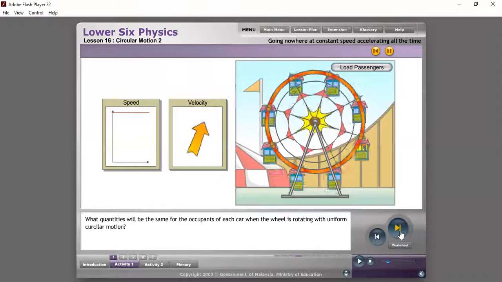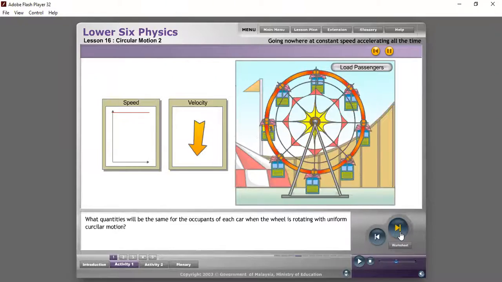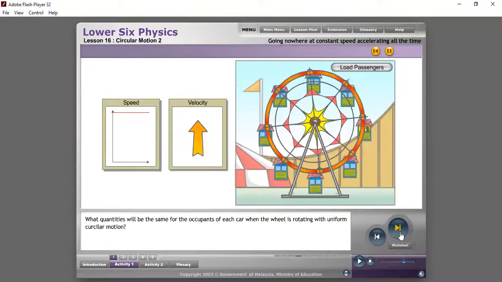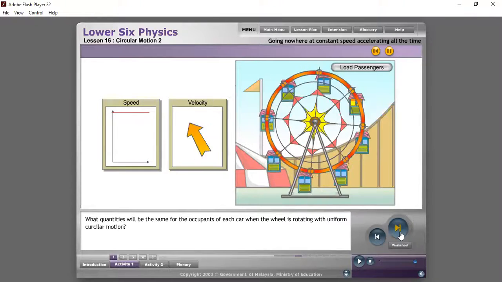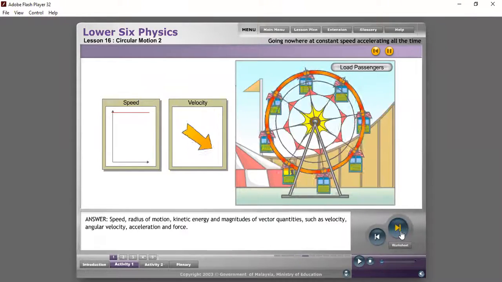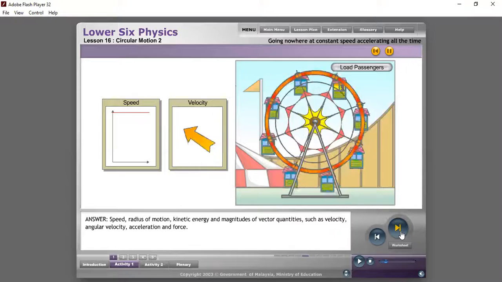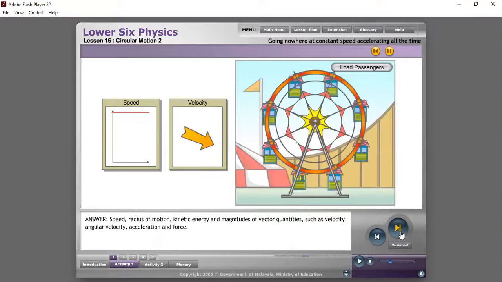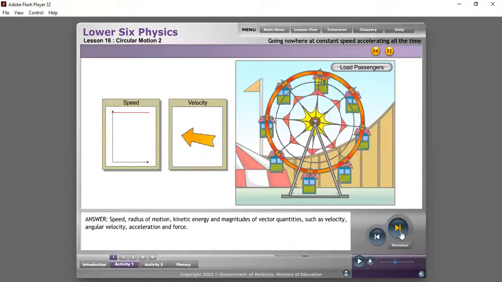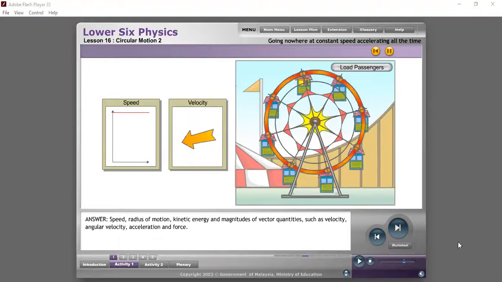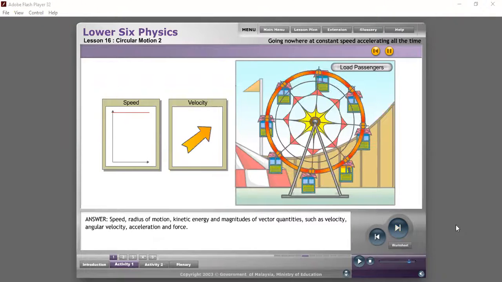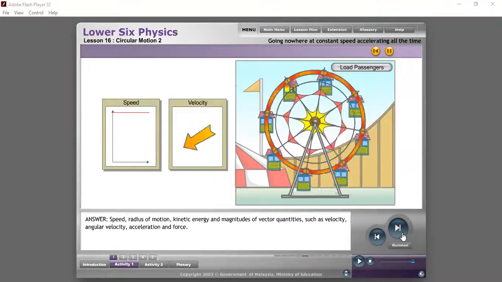What quantities will be the same for the occupants of each car when the wheel is rotating with uniform circular motion? Answer: speed, radius of motion, kinetic energy, and magnitudes of vector quantities such as velocity, angular velocity, acceleration, and force.